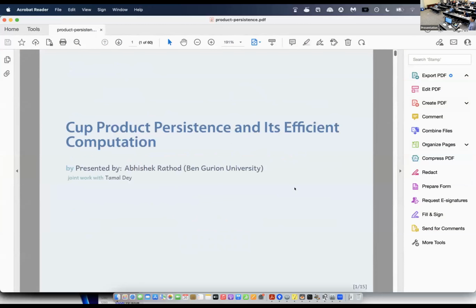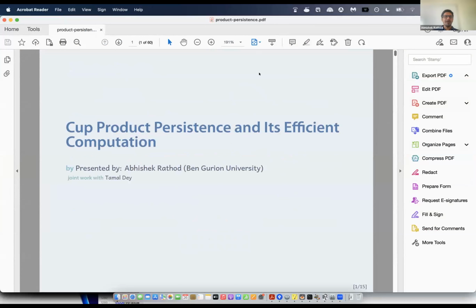Great, yeah. So we are pleased to have our last talk for this section. We have from Dr. Rathod. Yeah, actually, I'm sorry if I cannot pronounce your first name. Hopefully, and it's joint work with Tamal, right? Okay, please go ahead.